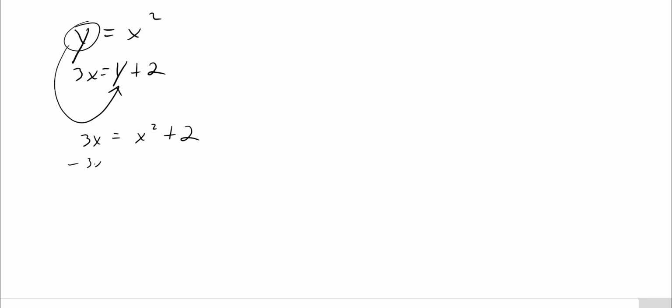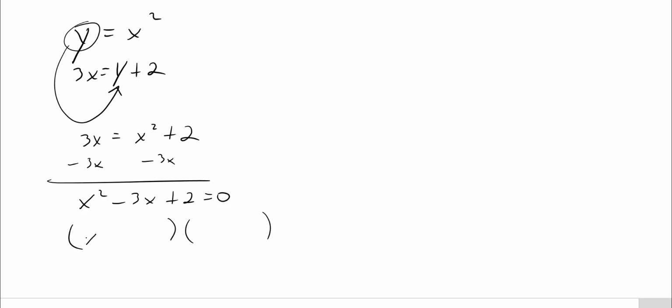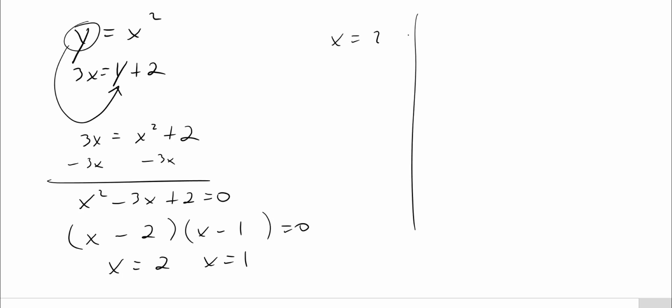Then I'm going to subtract 3x from both sides. So you get x squared minus 3x plus 2 equals 0. Okay, I factor now. So it's going to be x minus 2, x minus 1. That's going to give me negative 2 minus 1 is negative 3, and negative 2 times negative 1 is positive 2. So x equals 2 and x equals 1. So we'll make two columns. X equals 2, x equals 1.